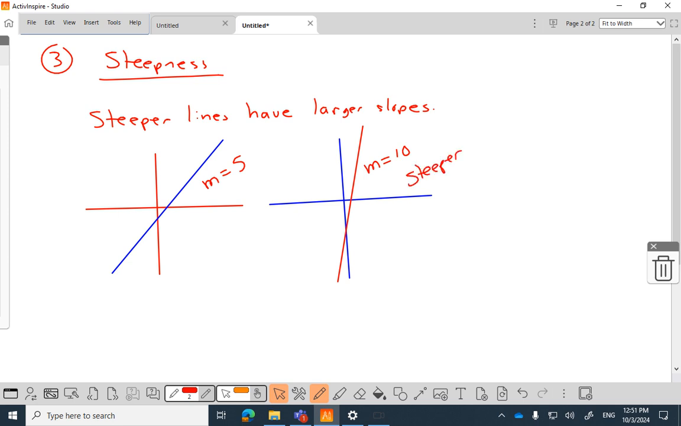Stop. Just this. Do you see 10 is steeper? Bigger number, it's going up. It's got a bigger rate, so then it makes a steeper line. That's all I've got to say about that. Bigger numbers are steeper slopes.